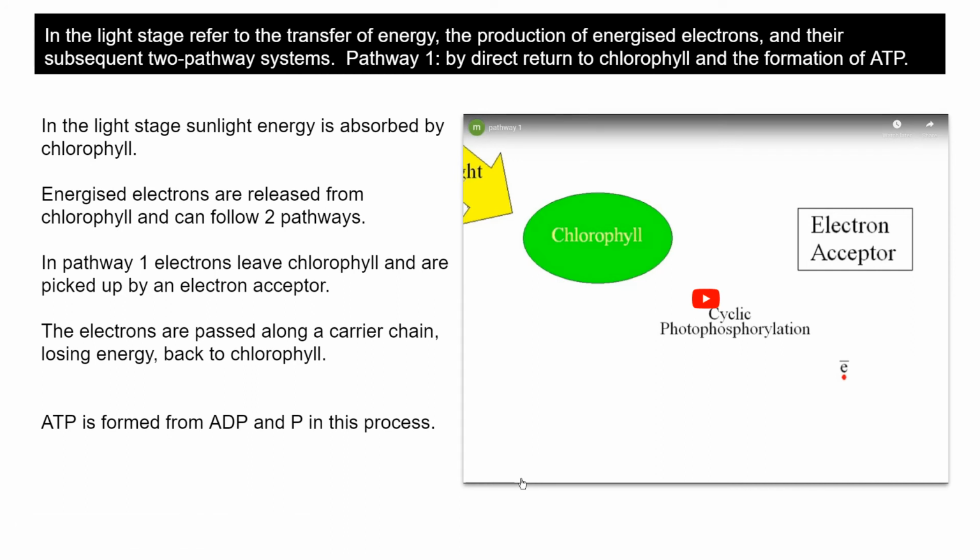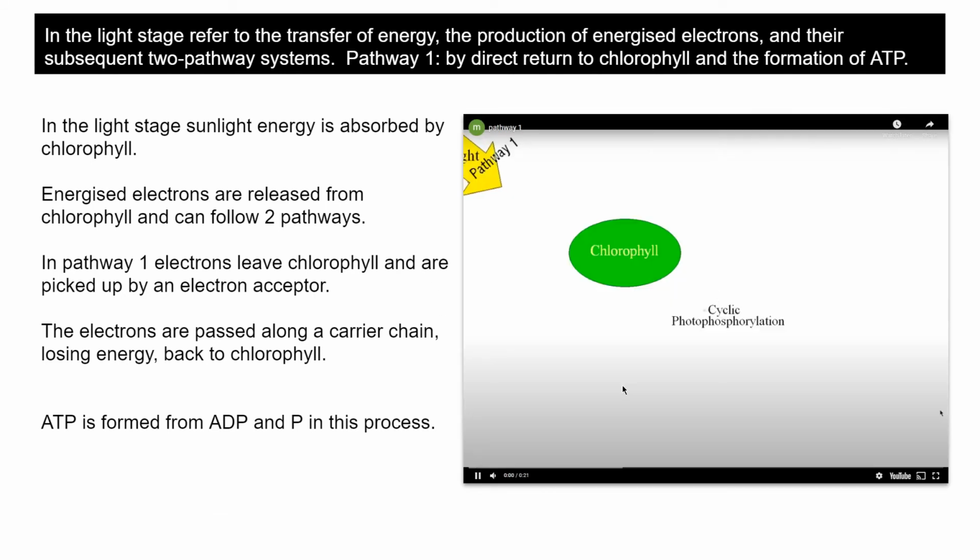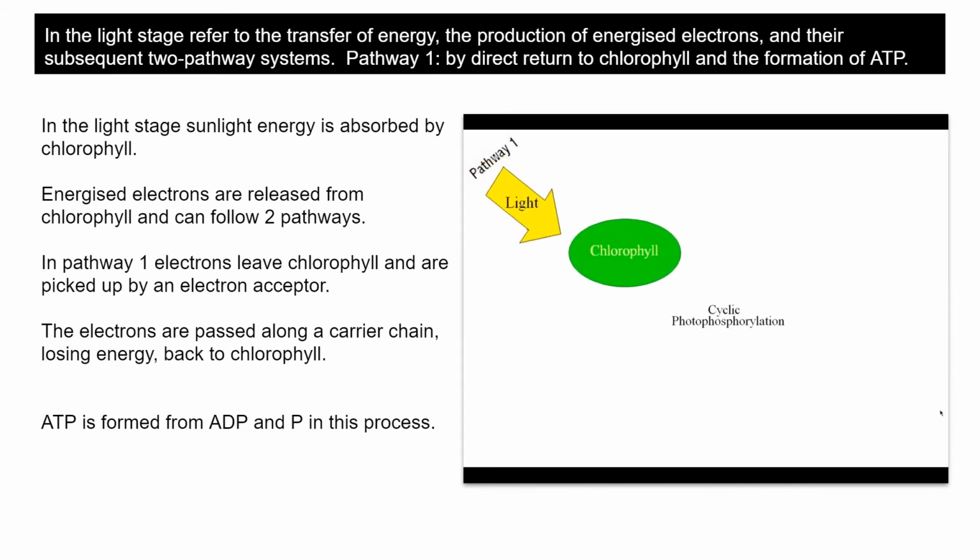Now, in the light stage, so just a summary of what happens in the light stage. In the light stage, sunlight energy is absorbed by chlorophyll. Energized electrons are released from chlorophyll, and they can follow two pathways. So we're just looking at this in pathway 1. So we just play this. This is the light striking chlorophyll. Chlorophyll releases energized electrons. These electrons are picked up by an electron acceptor.